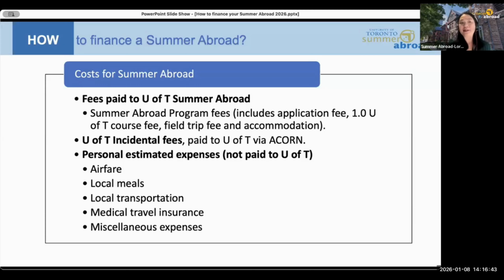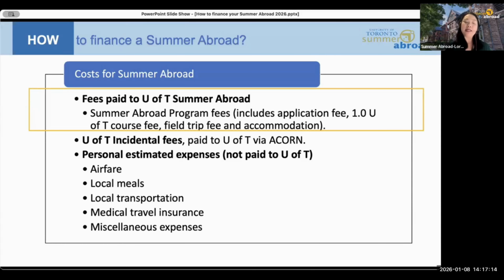Local meals are similar as well. So during your free time, during the weekend specifically, maybe you want to splurge. Maybe you just want to cook something yourself. Maybe you're okay trying something really small, so budget accordingly. Very similar to what you may do if you are staying on campus in Toronto. Other costs include local transportation, medical travel expenses, and miscellaneous. And I'll unpack this a little bit more in a bit as well. So keep that in mind.